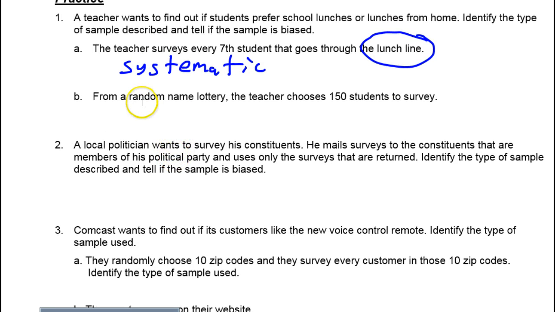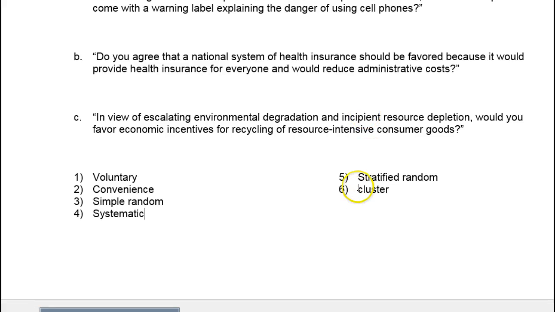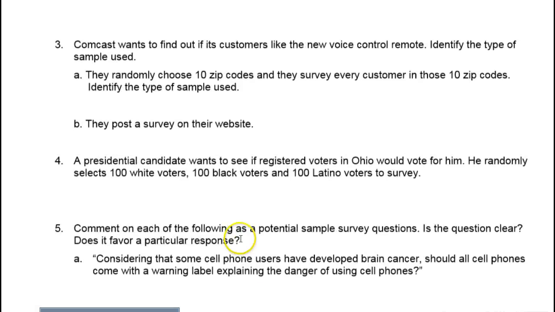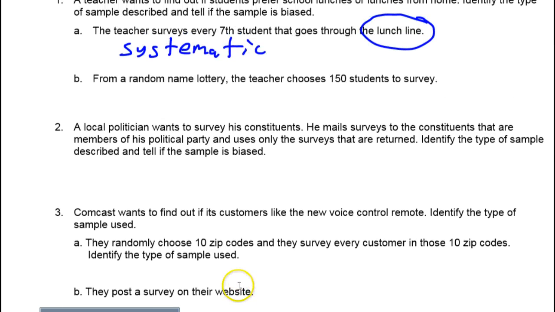All right, now let's move on to part B of this question. From a random name lottery, the teacher chooses 150 students to survey. Take 5 seconds to decide which one of these it is. All right, put them up. Show me on your fingers. Random name lottery.